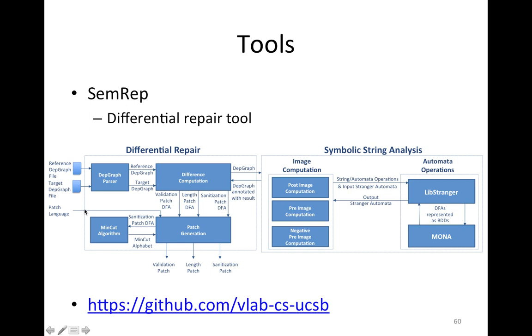So given the two functions as dependency graphs, and you can find what a dependency graph is, all the details on the website, we take the reference and the target. We compute the difference using the image computation. We generate the patches here, and then we use the mincut algorithm, which is still written in Java. It's not yet ported to C++ because it's very fast. It's not as complex as this one, so we didn't need that much optimization for this algorithm.